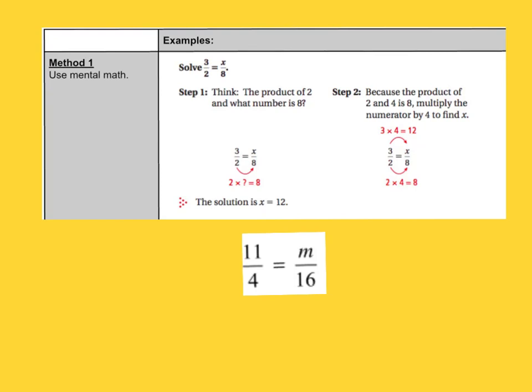This video is going to review the three methods for solving proportions that you saw in lesson 5.4. The first one is to use mental math. So you can think about if you can figure out using multiplication or division. So in our proportion we have 11 to 4 is equivalent to m to 16. So we can think about the idea that 4 times 4 equals 16, so we would multiply 11 times 4 to get the value of m, so m equals 44.